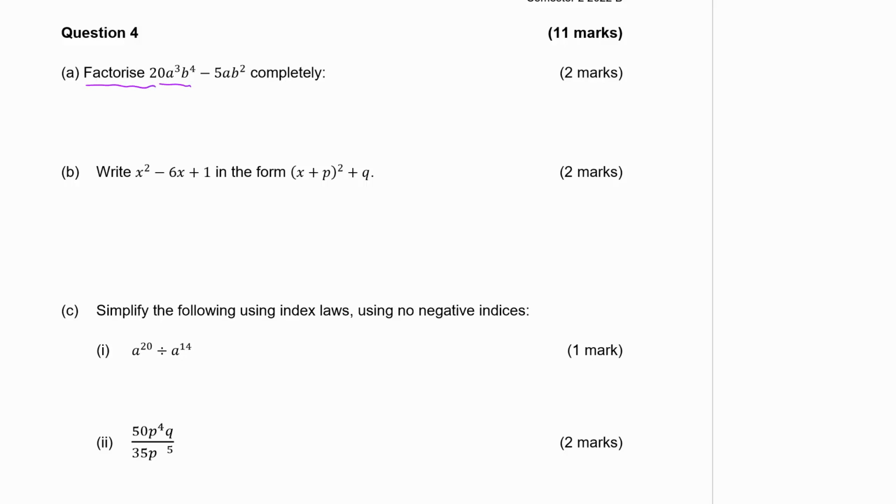Factorise 20a cubed b to the 4, take 5ab squared completely. Now 20 is 5 times 4, and then I could write the a cubed as a times a squared, should become apparent in a moment why I've done that, and the b to the 4 as b squared times b squared. And then over here we've got 5 times a times b squared, and I need to write a times 1 because otherwise everything else is going to disappear.